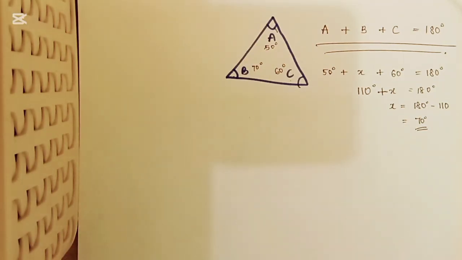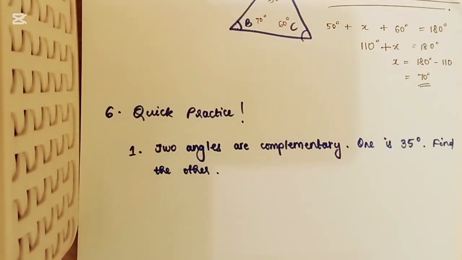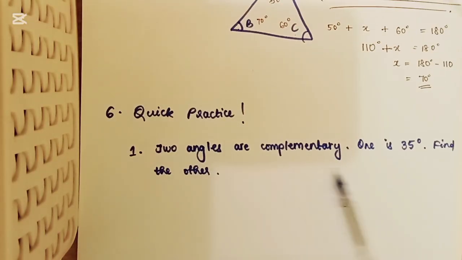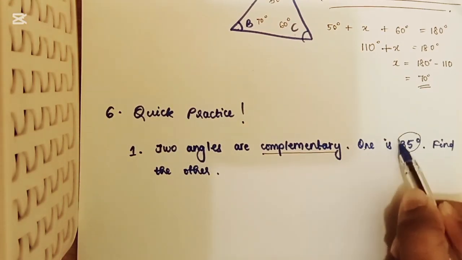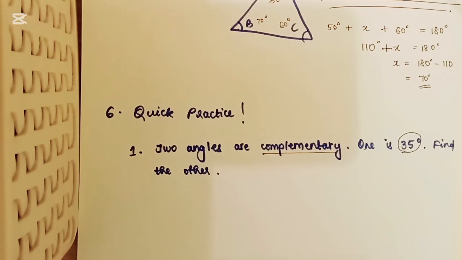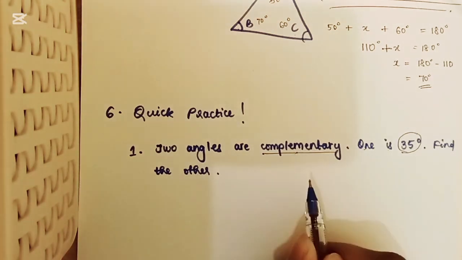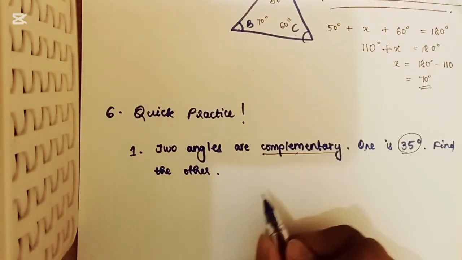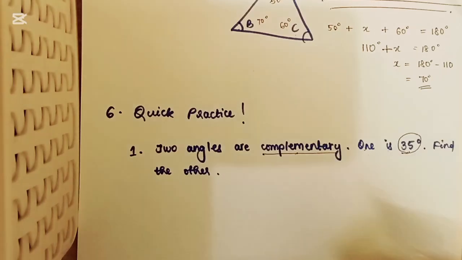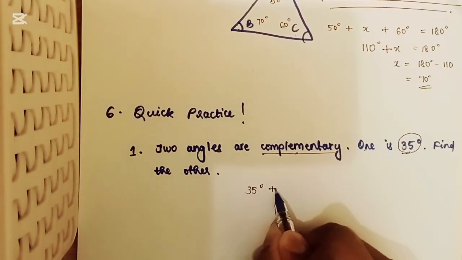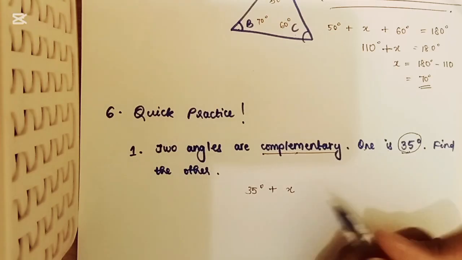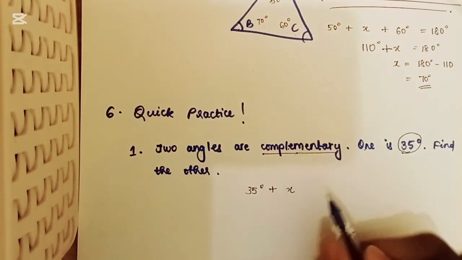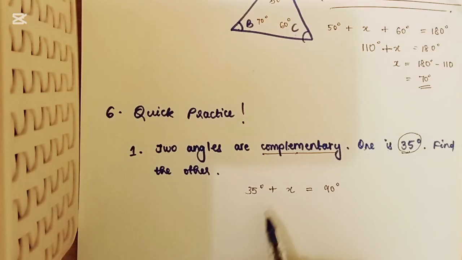Next, let's try a few practice questions just so that we can brush through all the topics. Okay, this is the first question. 2 angles are complementary. One is 35 degrees, then find the other angle. So complementary angles are those angles whose sum is equal to 90 degrees. So let's take 2 angles. The first angle, let's take it as 35 degrees. So 35 degrees plus, let's take the unknown angle as x. We know complementary angles sum to 90 degrees.